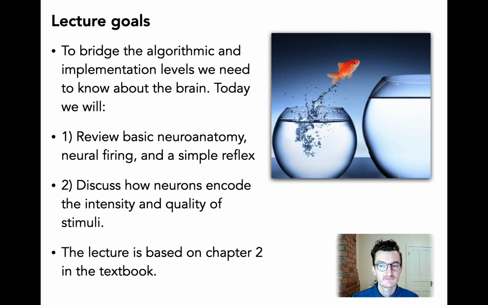And this will come up in this class. And so you need to have some background, sort of intro psych level background in neuroanatomy and neuroscience. So I'm going to do a basic review of neuroanatomy, neurofiring, and look at a simple reflex in the first part of the lecture. And then in the second part of the lecture, I'm going to look at how neurons encode the intensity and quality of stimuli. This lecture is based on chapter 2 in your textbook.